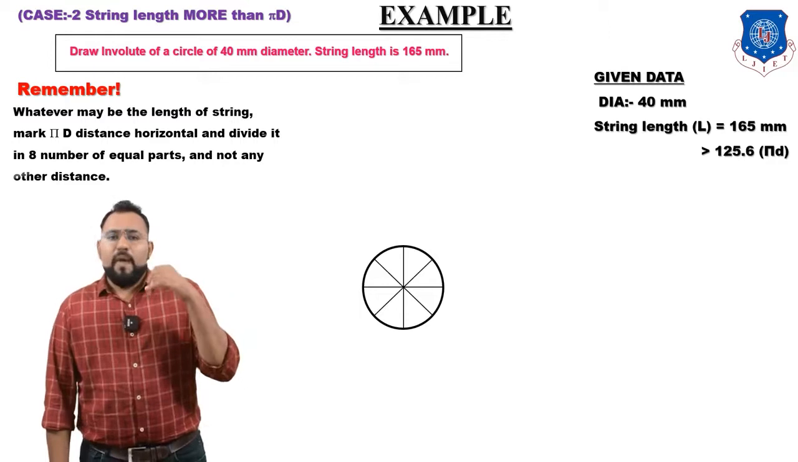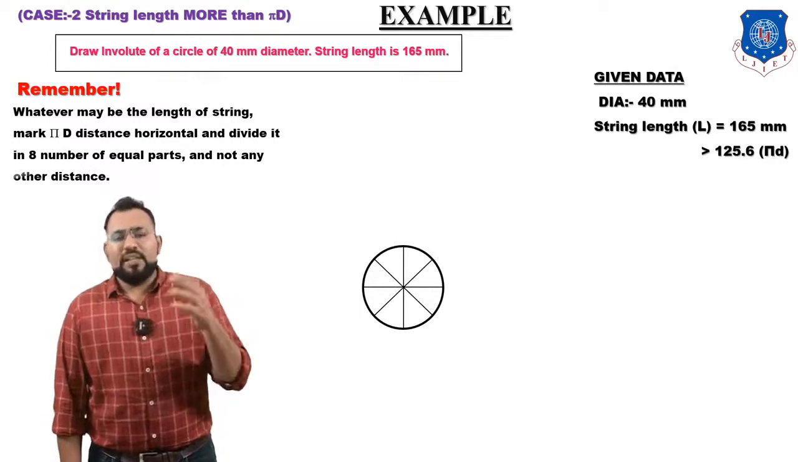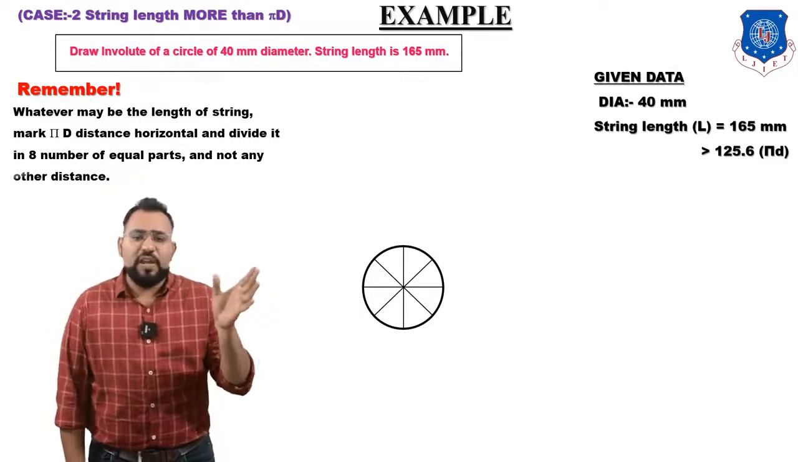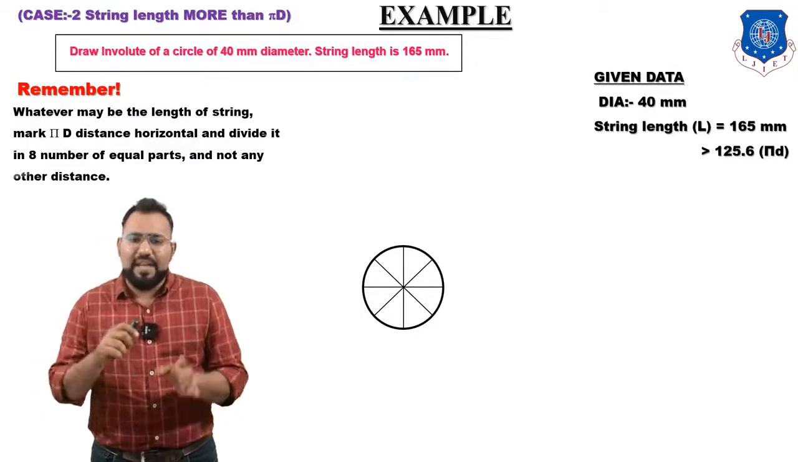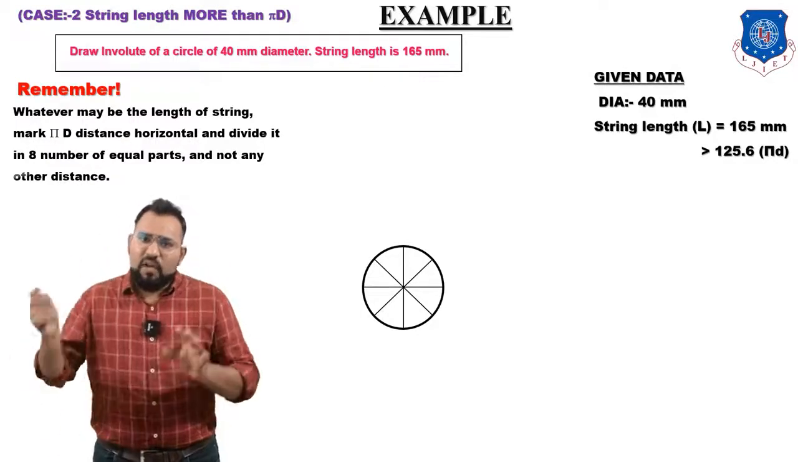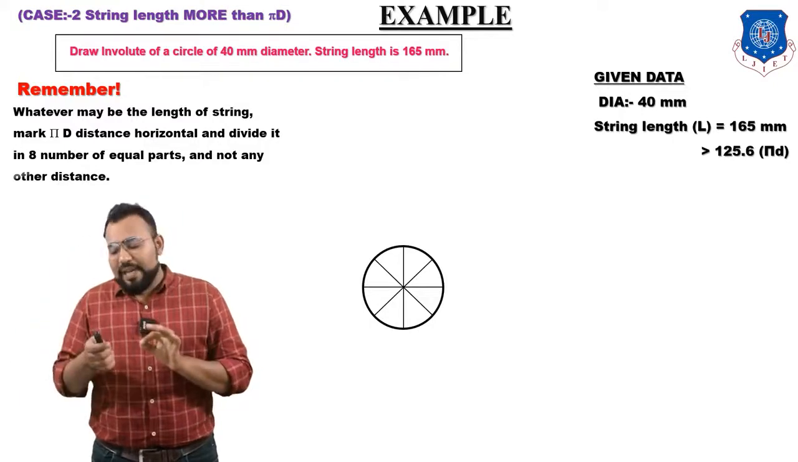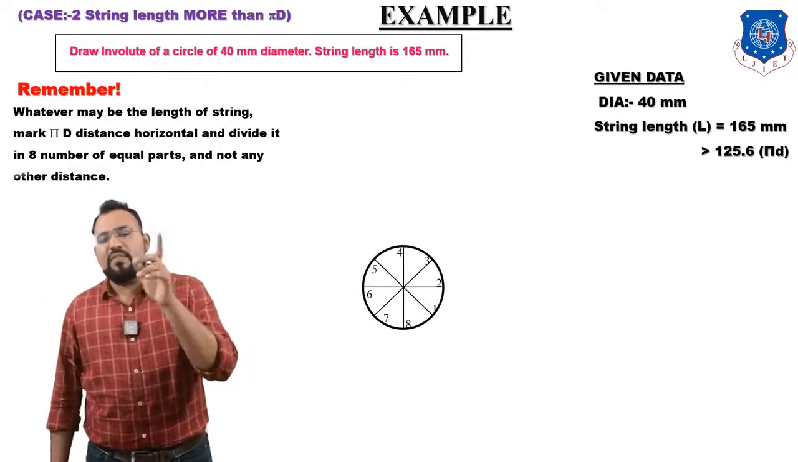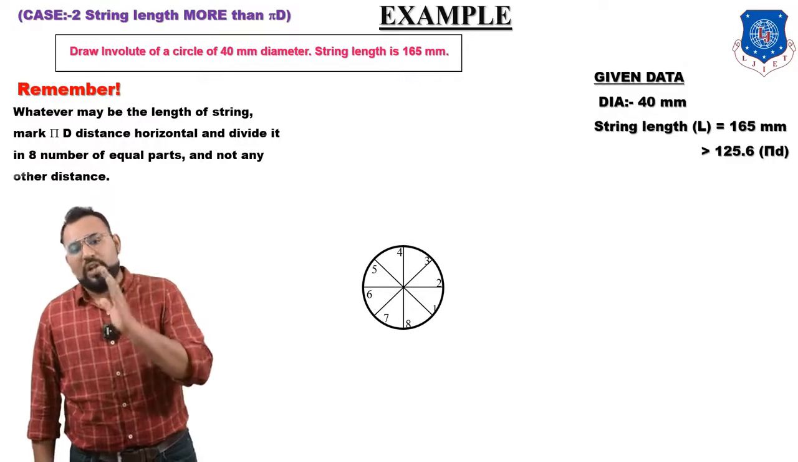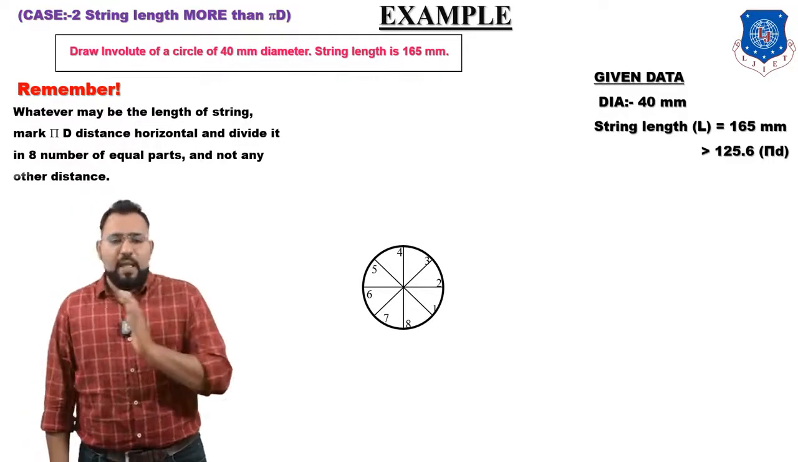Here, whether to wound or unwound the string is not given, but for simplicity we will take the case of winding. Whenever you do winding, you give the numbers in anti-clockwise direction. So here you can see that we have given the numbers in anti-clockwise direction: 1, 2, 3, 4, 5, 6, 7, 8.